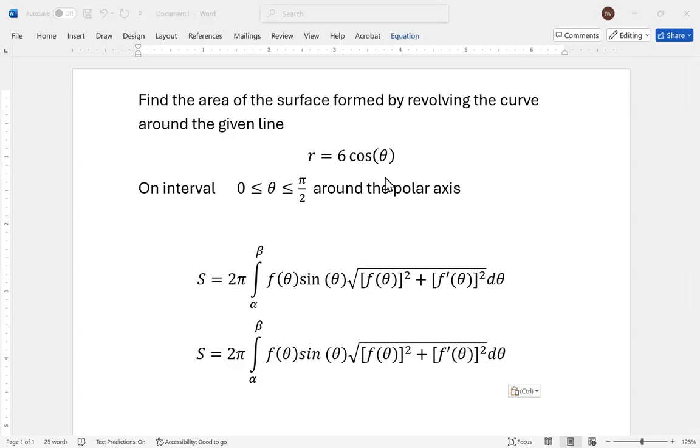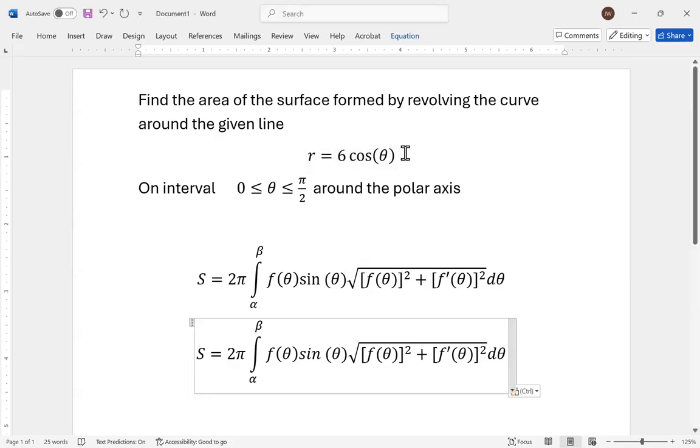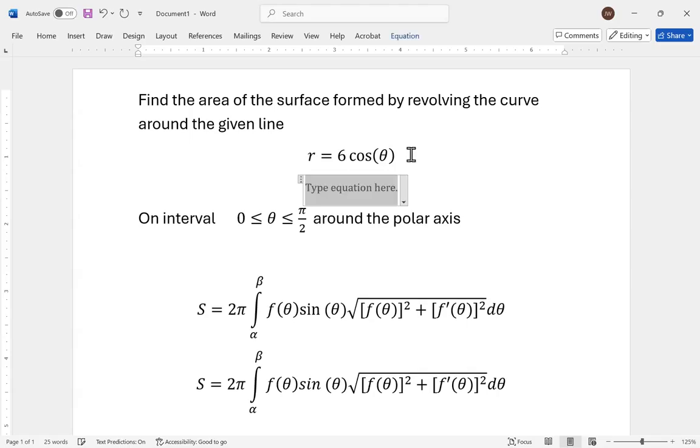Most of this is just plug it in and figure out what's happening. The only thing I really have to put any work into is figuring out the derivative. And in this case, the derivative, or a lot of times I just say r prime, is equal to negative 6 times the sine of theta.